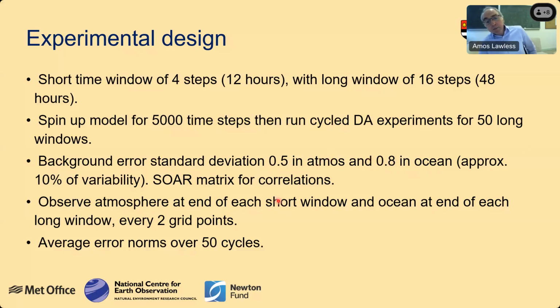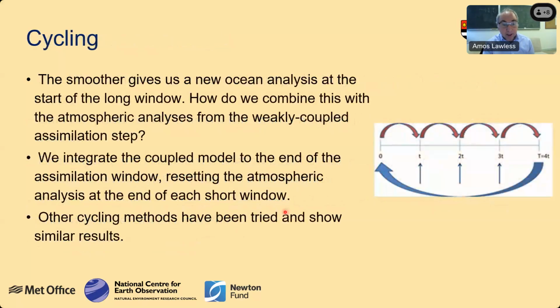The experiments I'm going to show, we're going to observe the atmosphere at the end of each short window and the ocean at the end of each long window, every 2 spatial grid points. And we're going to run for 50 cycles, so 50 cycles of long windows, and then take the average error norm over the 50 cycles.